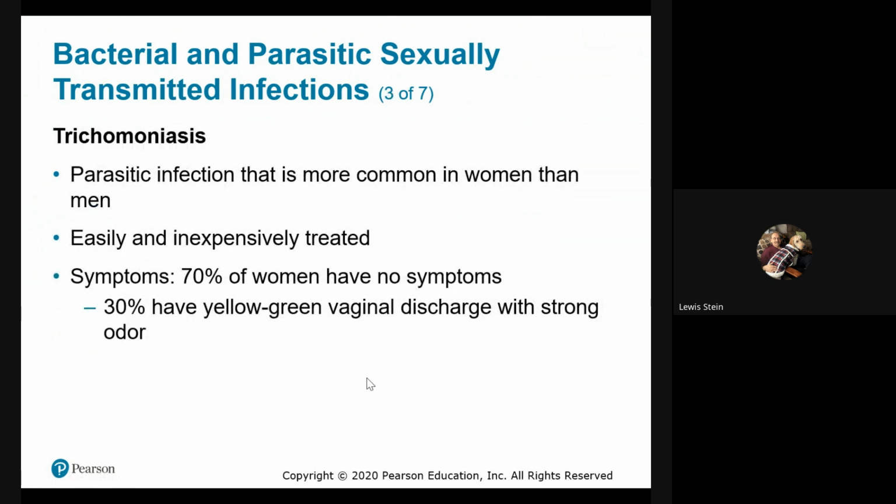Trichomoniasis, or Trichomonas vaginalis, which is a protozoan. More common in women than in men. Very easily treated. Metronidazole, Flagyl, works great. It's the drug of choice. We use that for anaerobic bacterial infections, but this is an anaerobic organism. And a lot of protozoans are.